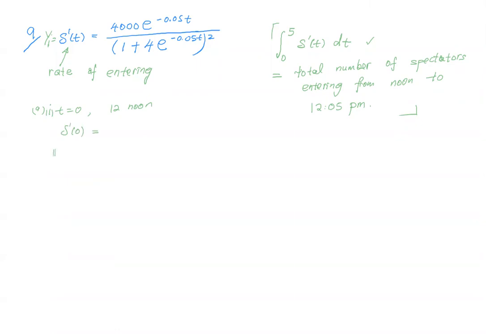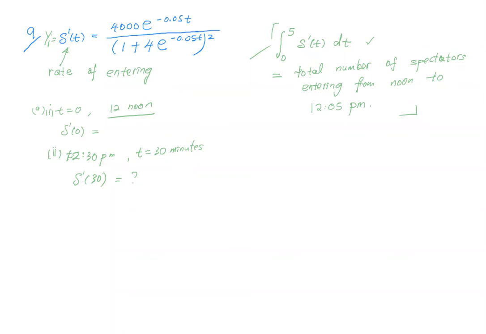Second part, T equals, okay, 12:30 p.m. So your T will be 30 minutes. Am I right? Because it starts from 12 noon. So you find S prime 30. You get the answer. Like part C, if you know how to interpret this, you will know how to interpret part C. Am I right? Yeah. Can I leave part B for you all to do?